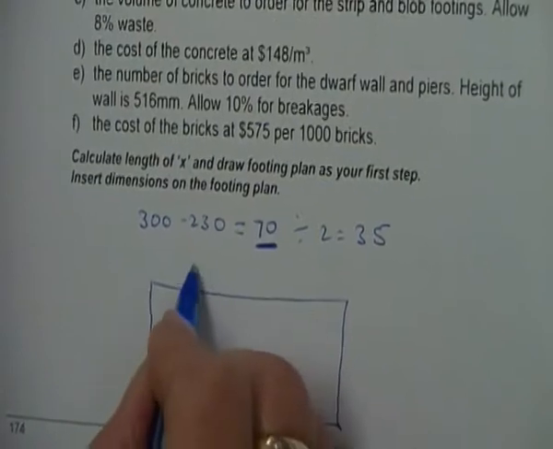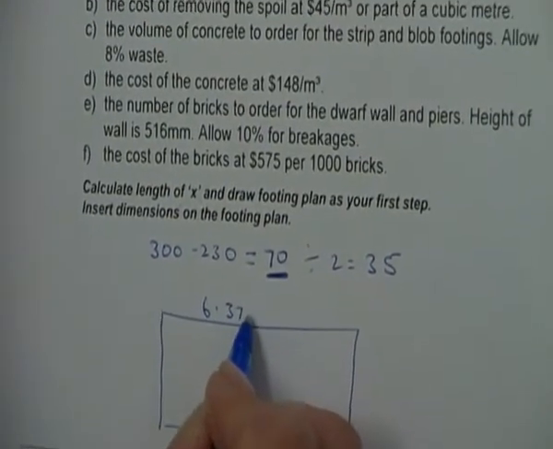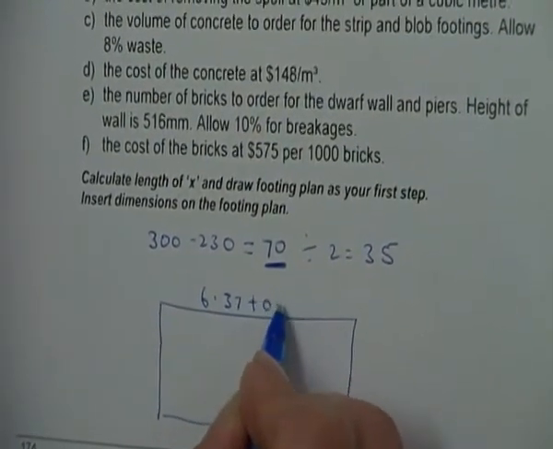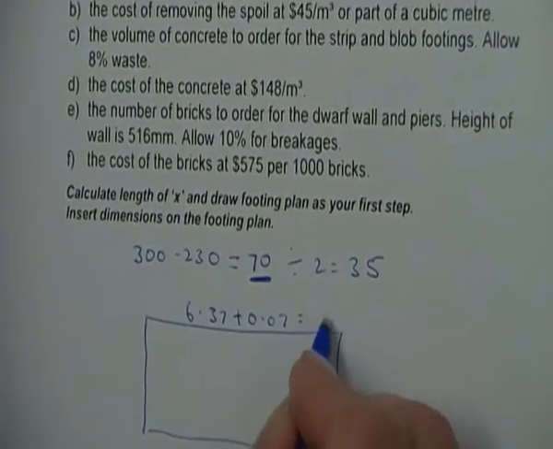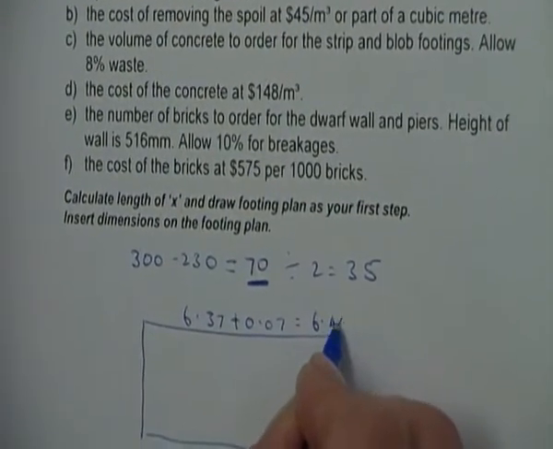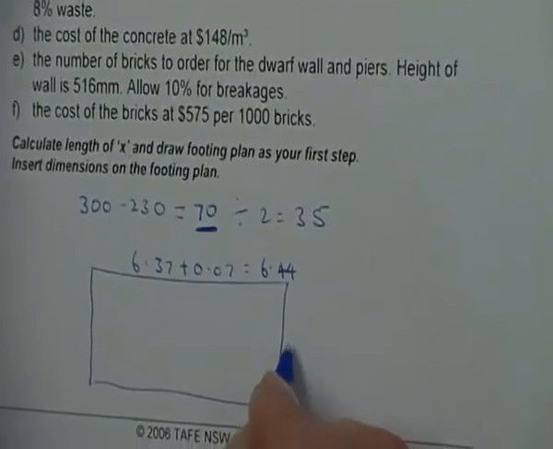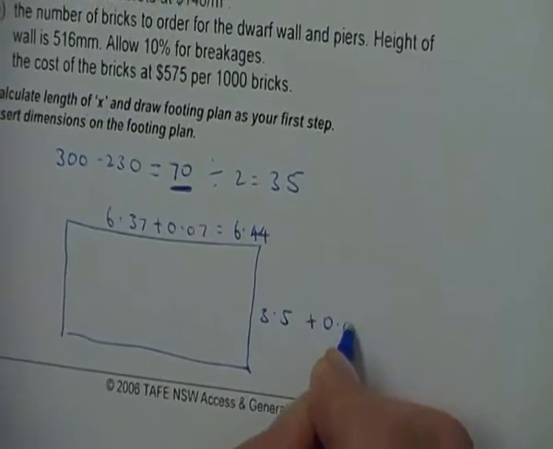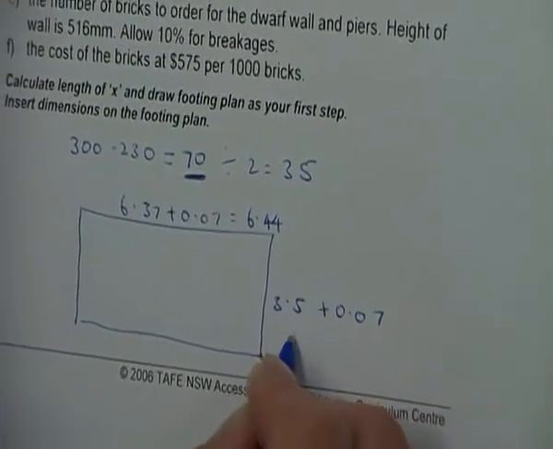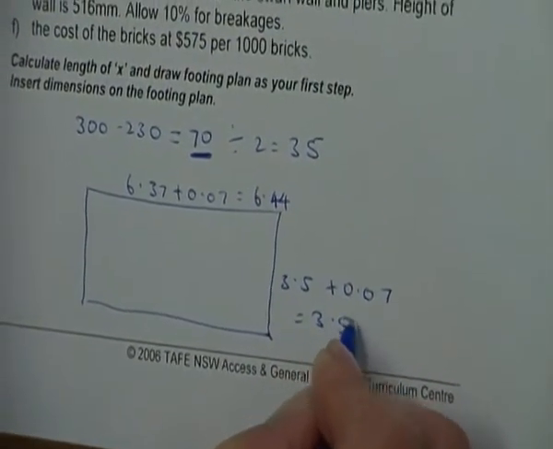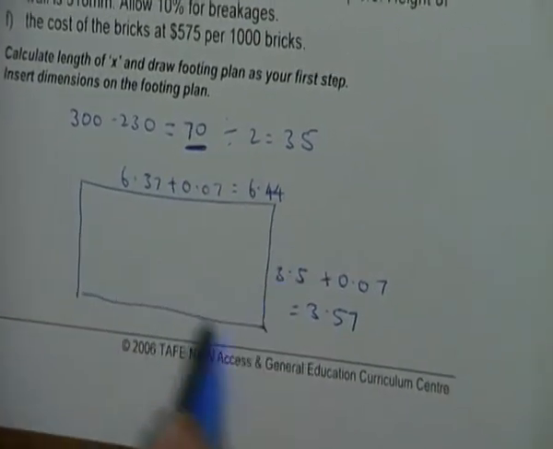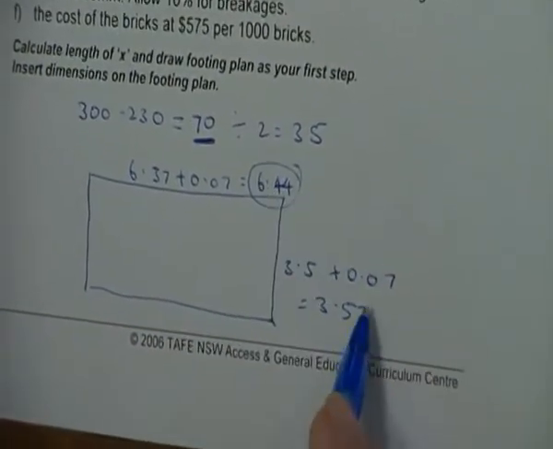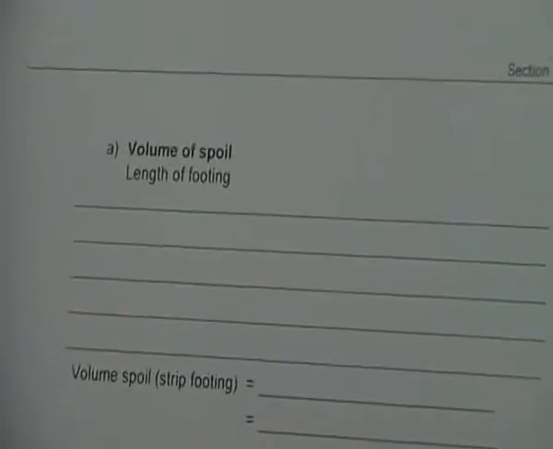We're going to be adding 6.37 plus 0.07. So my new figure is 6.44. And for the width, 3.5 plus 0.07 is going to give me 3.57. So now, with these measurements here, we can go over the page to work out our volume of our spoil.